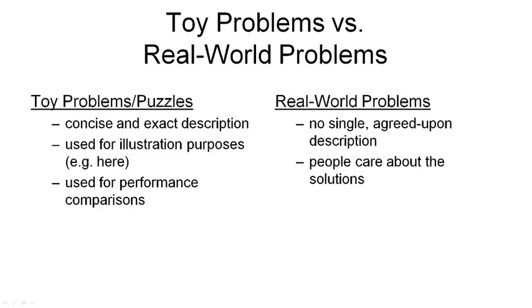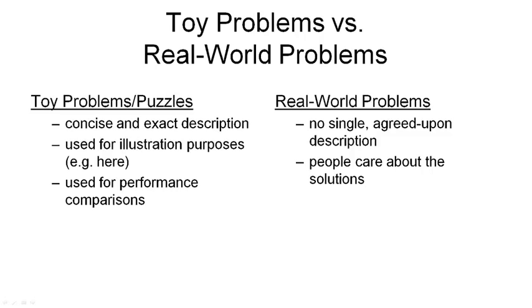Before we go into the details of search algorithms, I briefly want to talk about the types of problems we will see on this course, namely toy problems versus real-world problems. Toy problems are characterized by a description that is concise and exact. The description being concise allows me to describe the problem in one slide and quickly. The description being exact means there shouldn't be too much ambiguity about what the problem is trying to do. Toy problems are often used for illustration purposes, for example on this course. They are also used to compare the performance of different search algorithms.